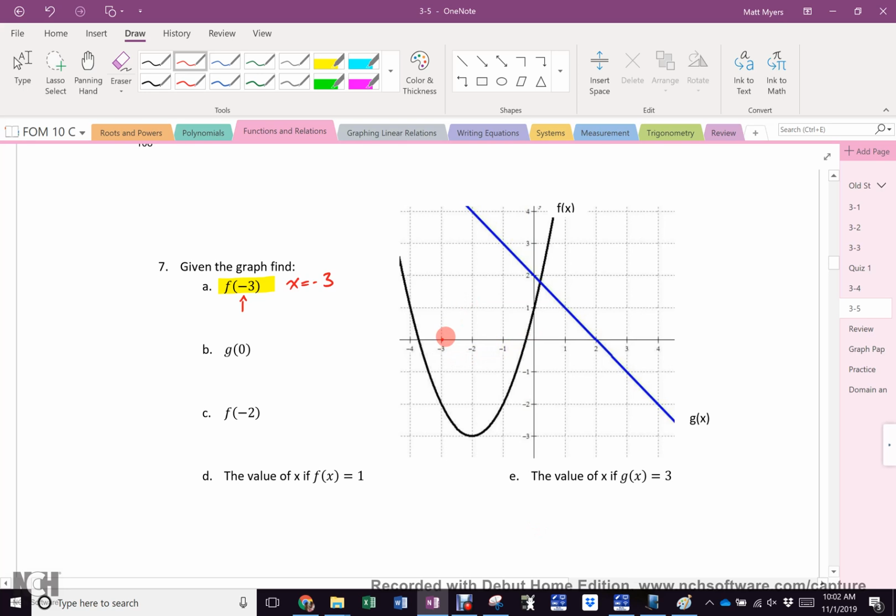Now, where do I need a y value? On the straight line or the curvy line? Curvy line. Because I'm dealing with f, so I got to find a y value. Are there any y values up there? No. So where do I go? Down. Down there, and I find it right there. What is that value? Negative 2. So the f of negative 3 equals what? Negative 2. Does everyone understand? Yes. All right.